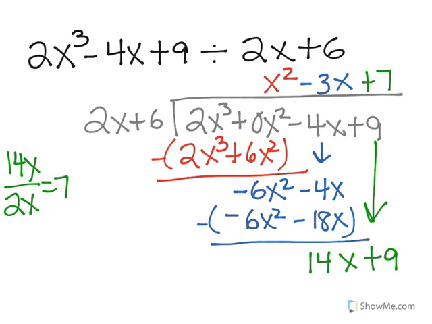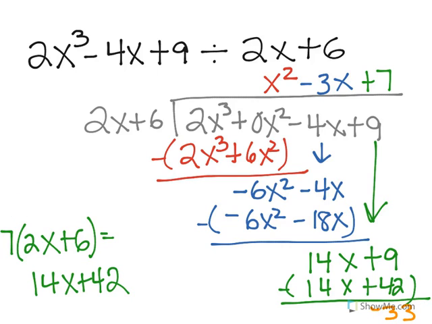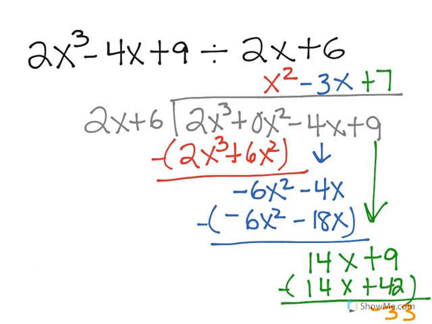Now all my constants are aligned, and I'm going to take that 7 and multiply it by my divisor. And then I get 14x plus 42. And when I subtract, I get a remainder of negative 33. So when I write my final answer, it looks like this. x squared minus 3x plus 7 plus negative 33 over my divisor, which was 2x plus 6.